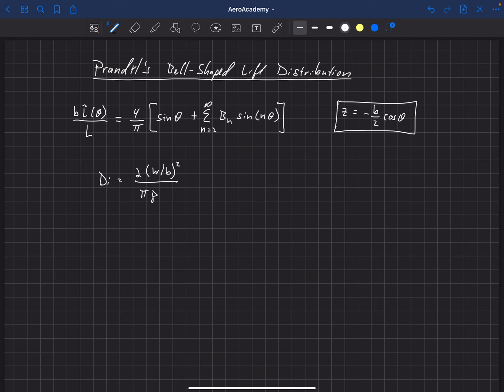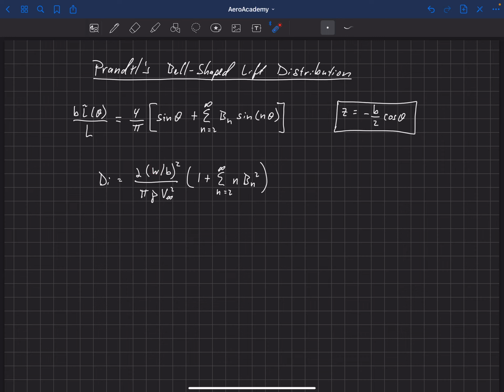We have W over B squared divided by pi times rho, which is the density, V infinity squared is the velocity, times 1 plus the summation from n equals 2 up to infinity of n times b sub n squared. So this is an equation for induced drag. Let's walk through it for just a minute so we understand what the components are.